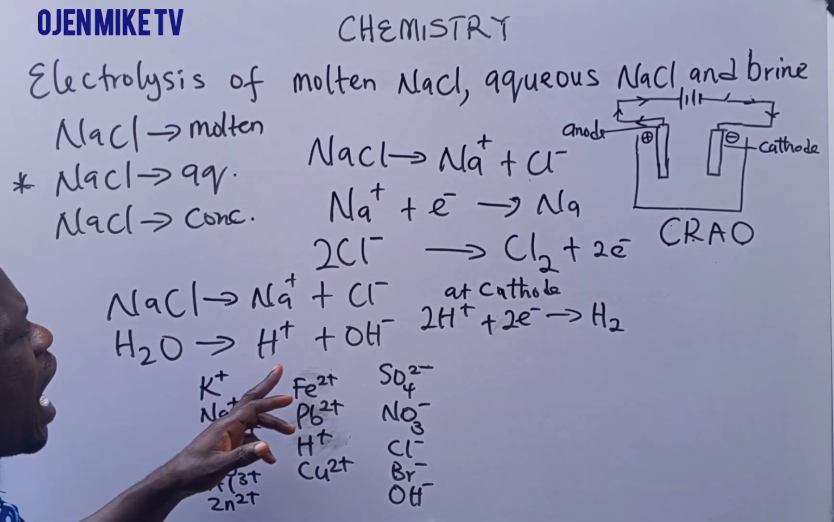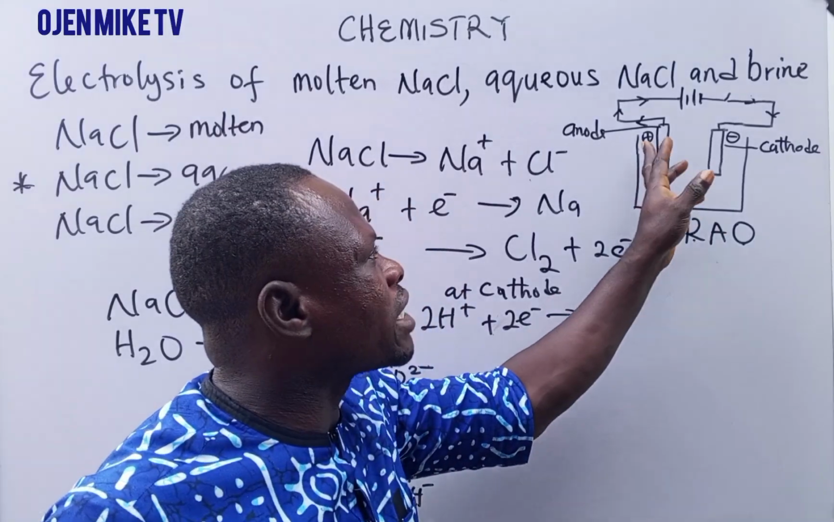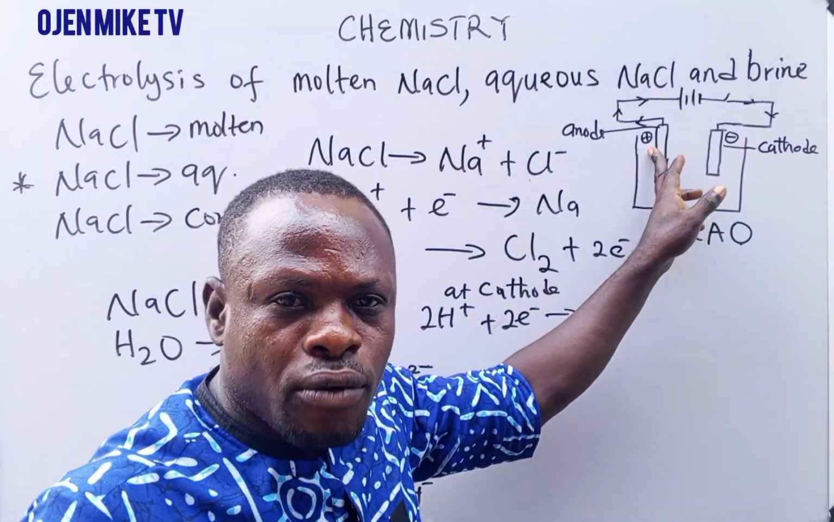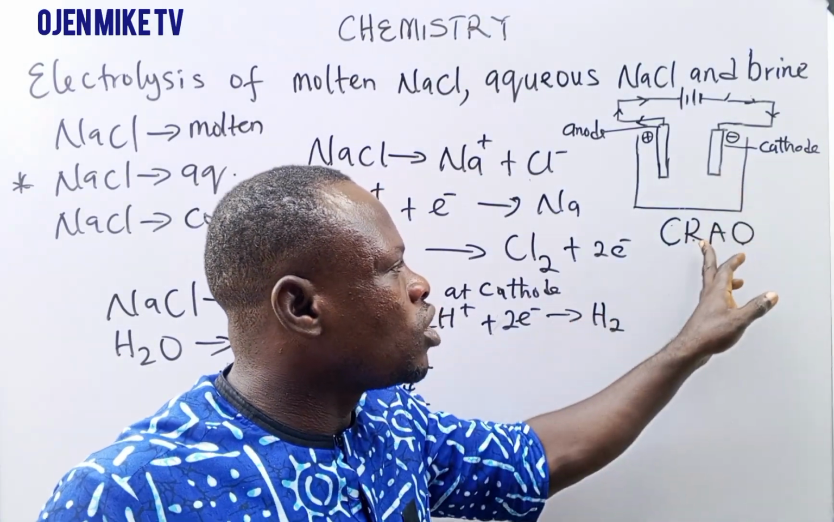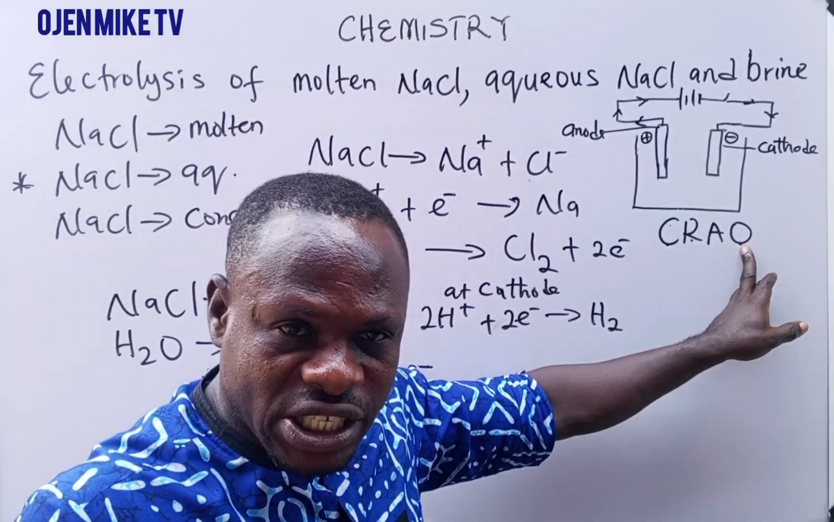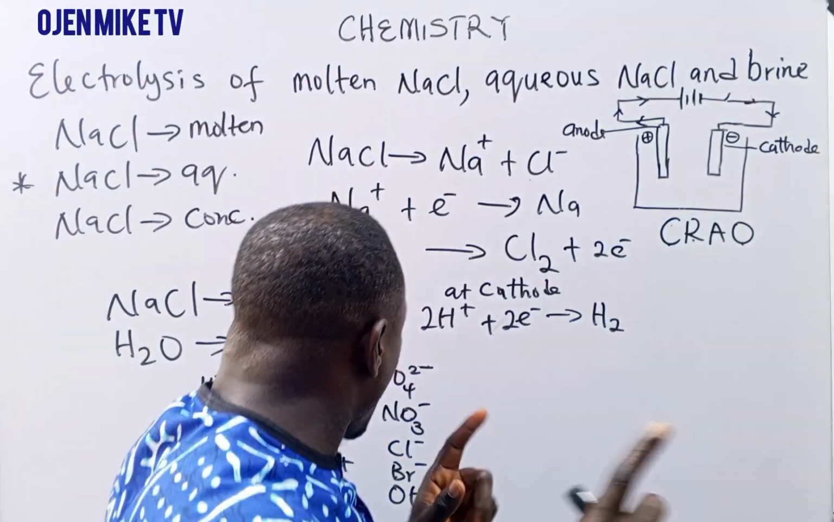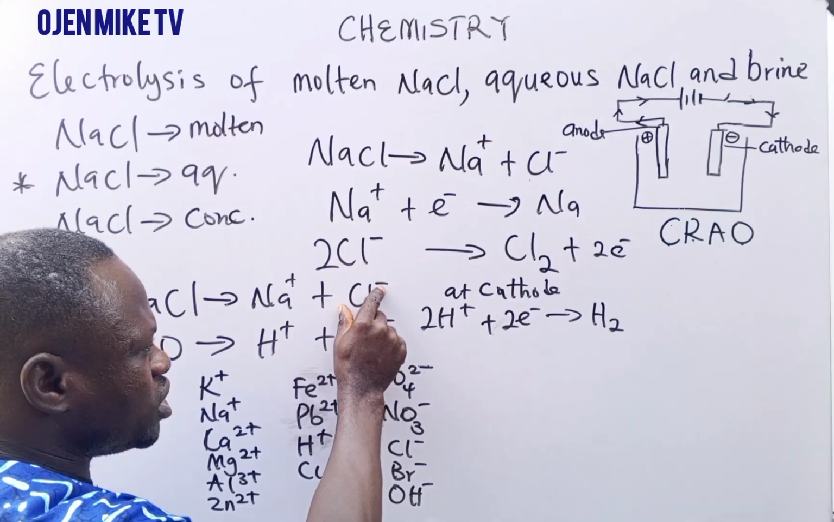Now at the anode, the negative ions will migrate towards the anode, and when they migrate, they will be oxidized. Remember, at the cathode they get reduced. At the anode they get oxidized. Are you following? Now looking at this one, we have OH and chlorine.